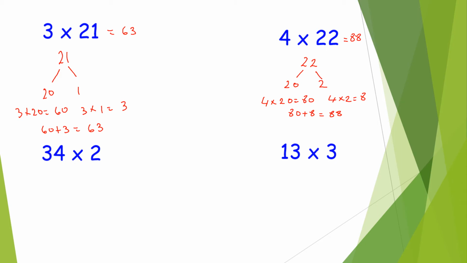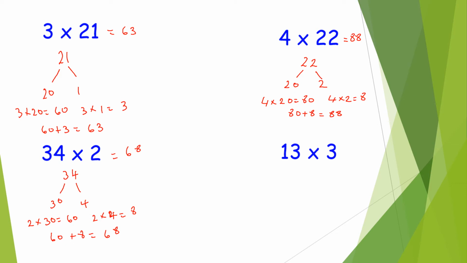Let's look at 34 multiplied by 2. We take the 34 and partition it into 30 and 4. First of all, we'll multiply the 30 by 2. So 2 times 30 equals 60 and 2 times 4 equals 8. We're now going to add 60 and the 8 together, and the answer is 68. So 34 times 2 equals 68.